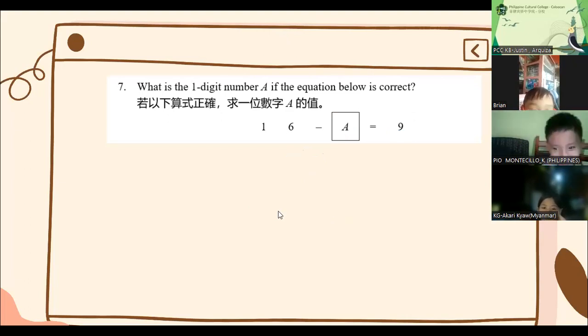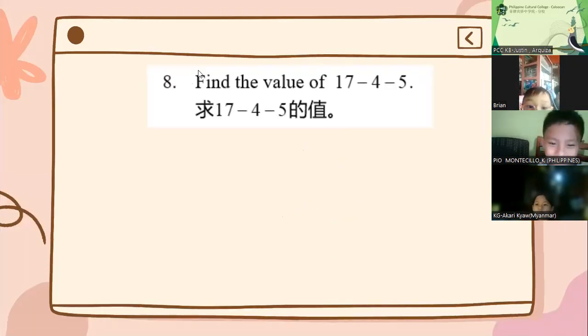It's not 9. It's 7, everyone, because we are talking about the value for the A, not for the entire answer. Okay. How about question number 8? Find the value of 17 minus 4.